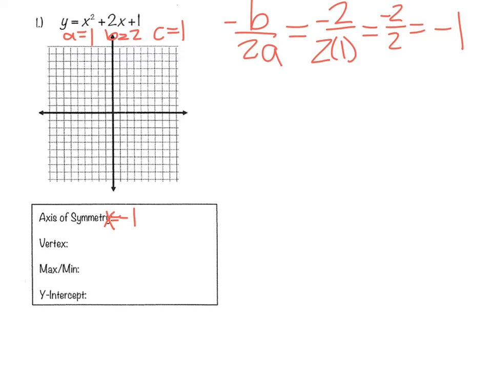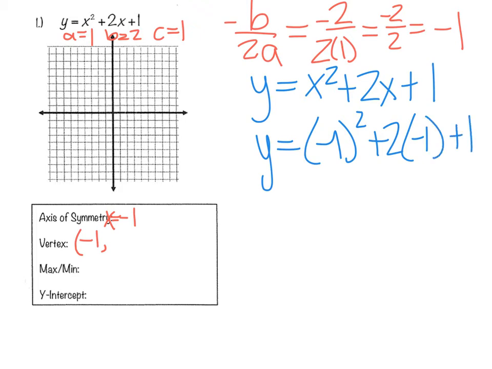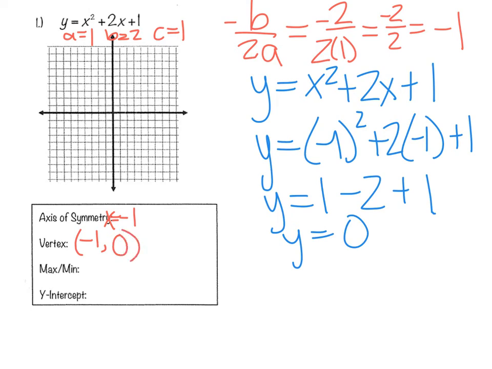The vertex is going to be (-1, and then I have to figure out what the y value is. I found the x-coordinate, so to figure out the y, I take the x and plug it into the original function, x squared plus 2x plus 1. So x squared is going to be (-1) squared plus 2 times -1 plus 1. Okay, so we end up with 1 minus 2 plus 1, which gives us 0. So our vertex is at (-1, 0).